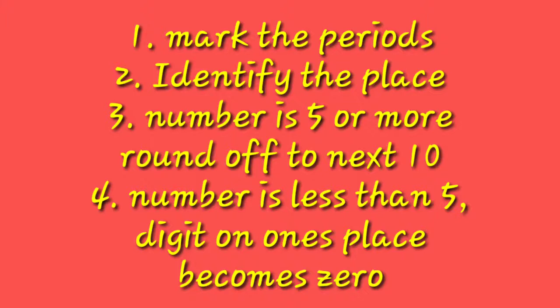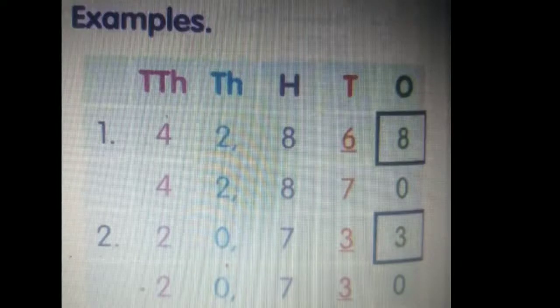If it is 5 or more, the number is rounded off to the next 10. And the last step, the fourth one, is: if it is less than 5, the digit in the tens place does not change and the digit in the ones place becomes 0. So let's understand this with the help of an example. Here I have taken the first example as 42,868. I have to round it off to the nearest 10.